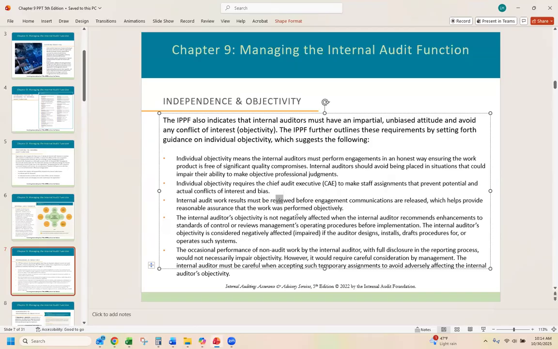Let's see. Objectivity is not negatively affected when the auditor recommends enhancements to standards or controls. So that's important. You can make recommendations. You can say, hey, I saw this. Maybe if you did that, it would help the problem. What you can't do is actually design and then make sure that the control is in place and operating effectively. You're going to come back and test it, but other than giving a broad sense of how this could be done, you really shouldn't be doing more than that. Because if you're doing more than that, then basically you're coming back and auditing your own work.